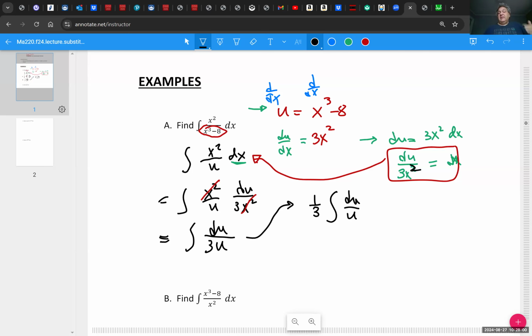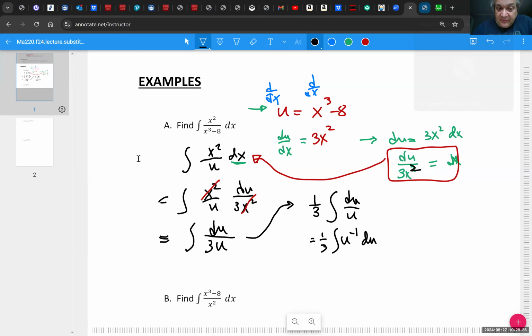So the question is, is this new formula simpler than the original formula? The original formula was x squared over x cubed minus 8. It has some x's on the top, squares on the top, cubes on the bottom. Now we just have a u. In fact, we can write this as 1/3 u to the -1 du. So no fraction at all. And the antiderivative of u to the -1 is one of our antiderivative shortcut formulas.